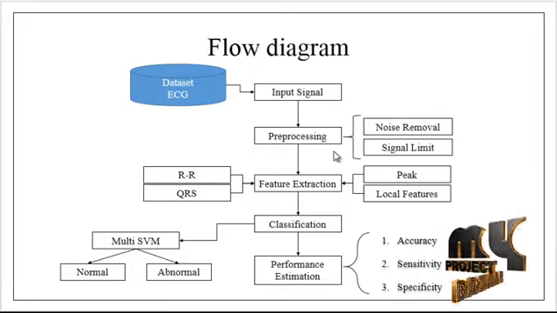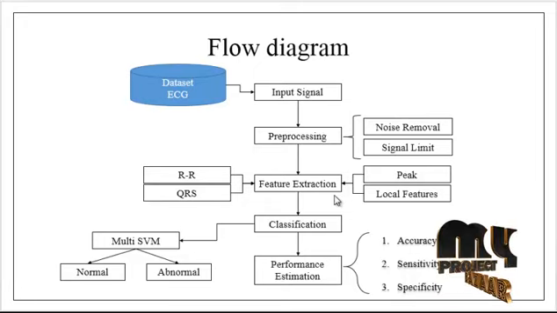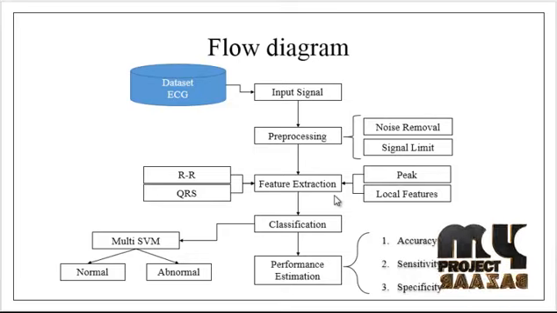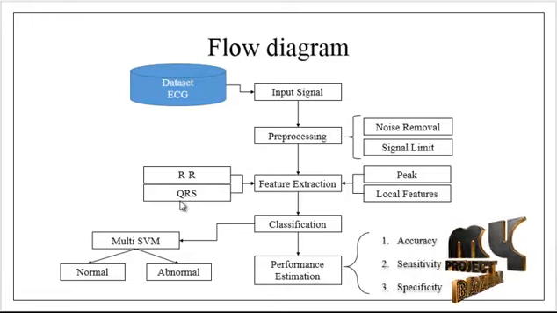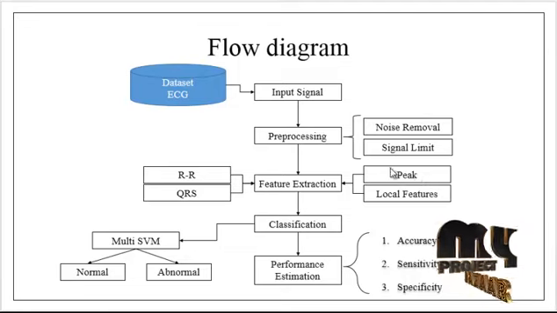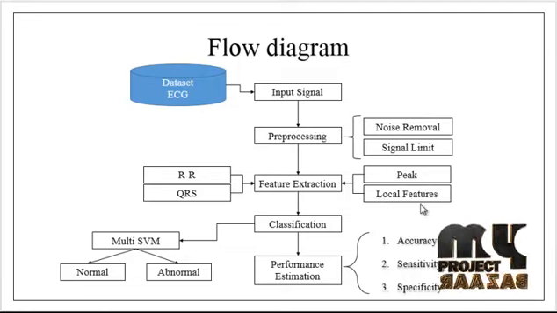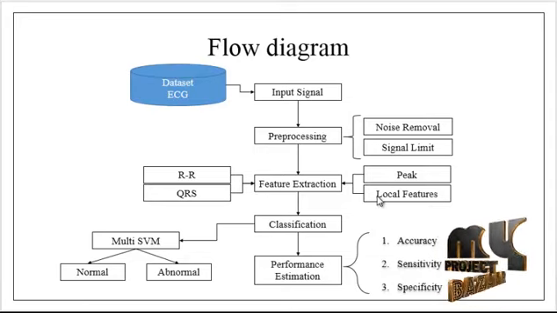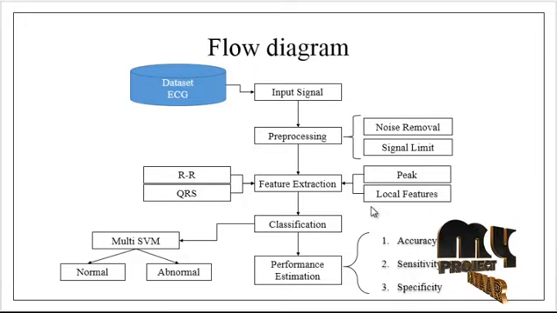Then after the pre-processing is done, we go for the third stage of the project, that is feature extraction. In this feature extraction, we have four kinds of features. First of all, the major and primary one is the QRS detection, then RR interval, then peak detections, then some local features such as mean and standard deviation will be extracted here. After extracting these four features, we combine them together to generate the test feature.